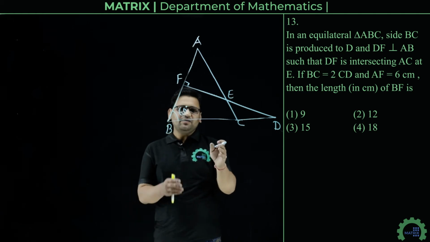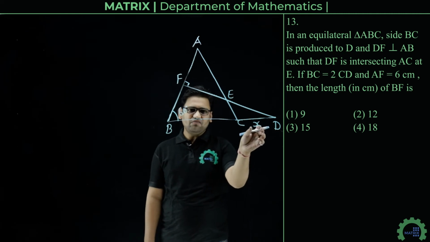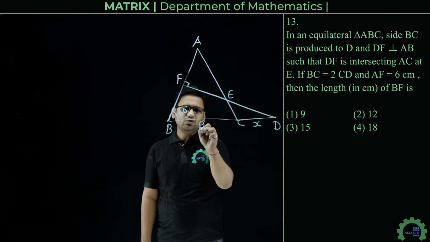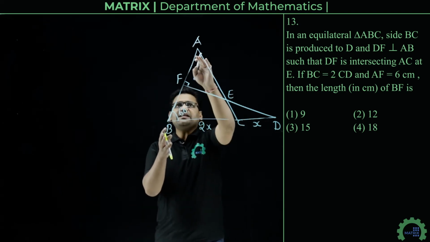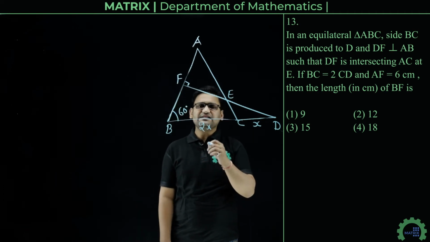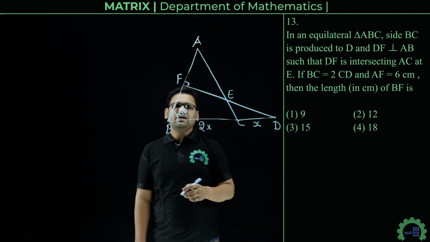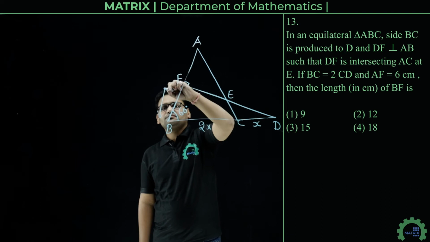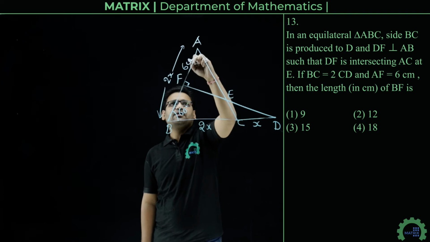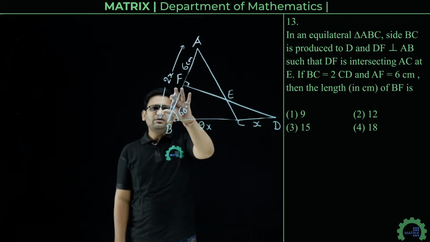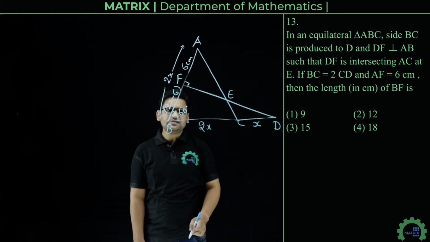And we have the relation that BC equals 2 times CD. Let's say CD be x. If CD is of length x, then the length of BC will be 2x. Also, if the length BC is 2x, then the length AB will also be 2x, as this is an equilateral triangle. So the complete length is 2x, and it is given that AF is equal to 6 cm, so the length BF will be 2x minus 6.